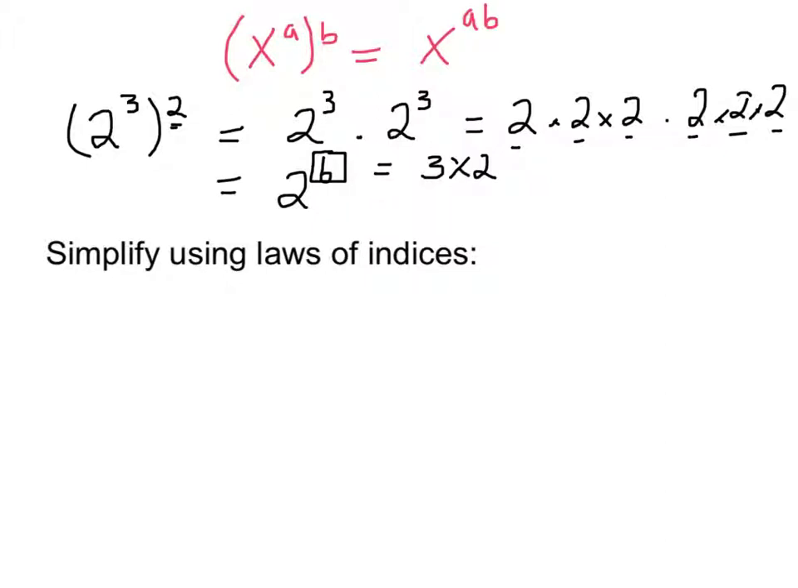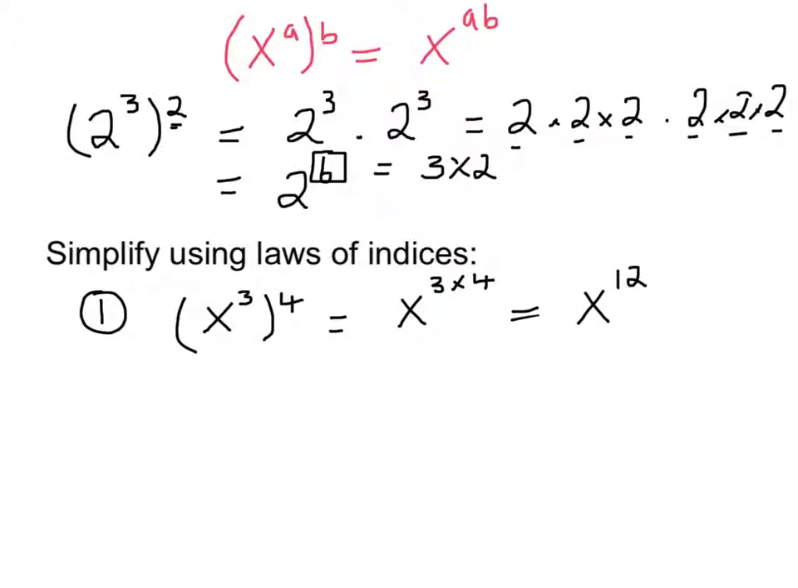So again, let's try a couple of these. Simplify using laws of indices. Let's try one. Let's say you had x to the power of 3 all to the power of 4. Well then that would be x to the power of 3 multiplied by 4, so it would be x to the power of 12. As I said to you before, the numbers don't have to be whole numbers, and they can be positive or negative as well.